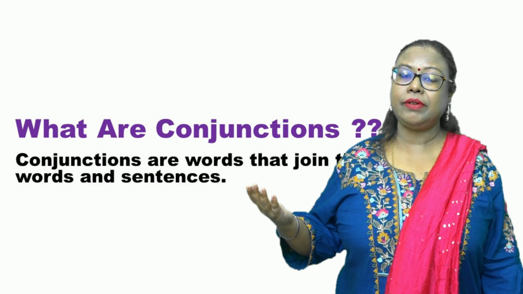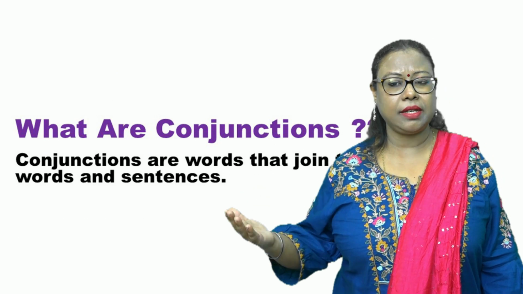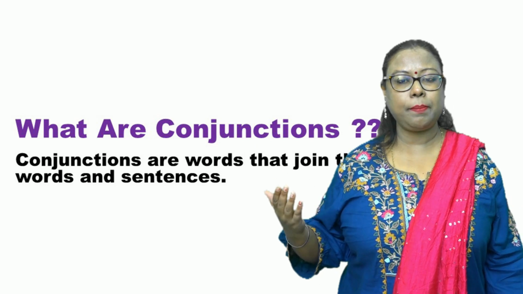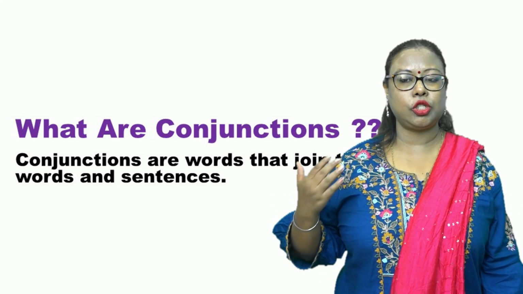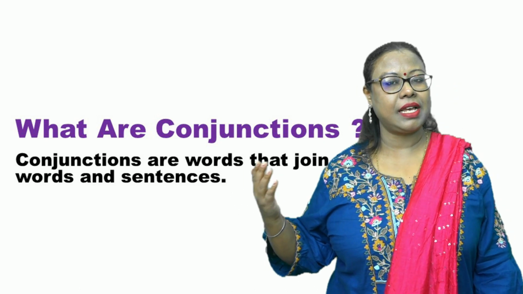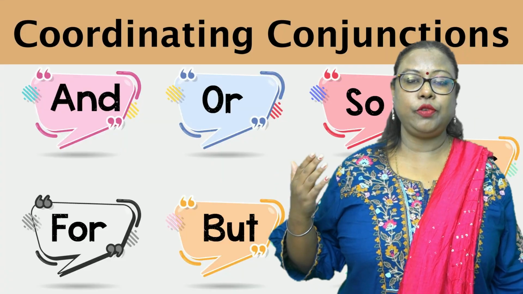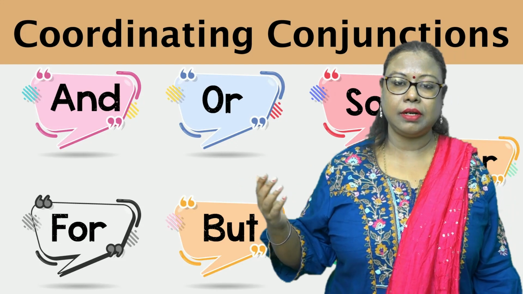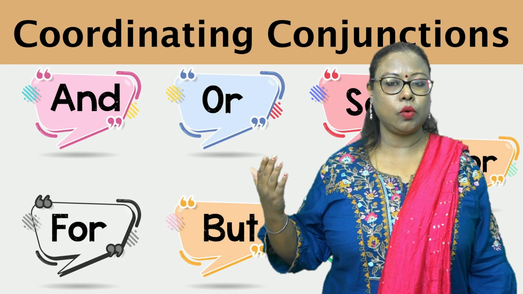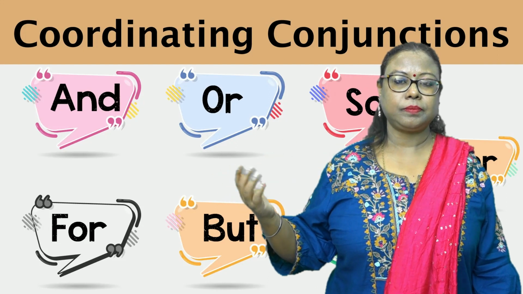Now let's recapitulate what we have learned today. Conjunctions are the words which help us to join two words or two sentences. In English grammar, we call conjunctions joining words. A few examples of conjunctions are and, because, while, so, or.